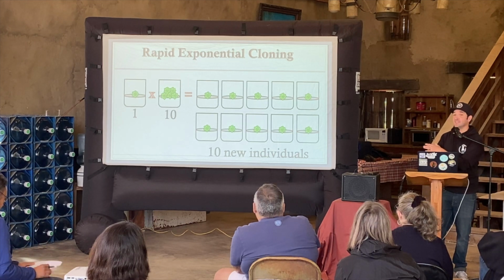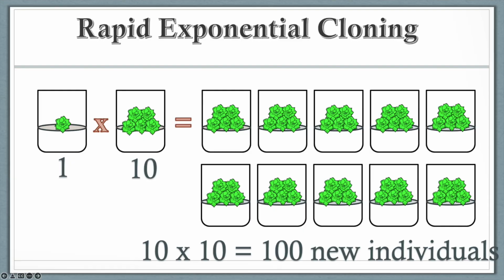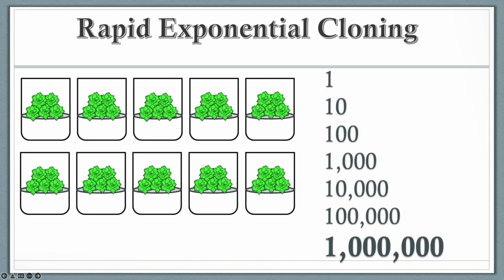So those 10, you do the same thing. You put all those individuals onto that multiplying media, and now you have 10 new individuals from each. Now you have 100 new individuals. So within just 6 times of changing the media and dividing this one individual, each time getting a factor of 10, hypothetically you can get to 1 million plants in just 6 replications.